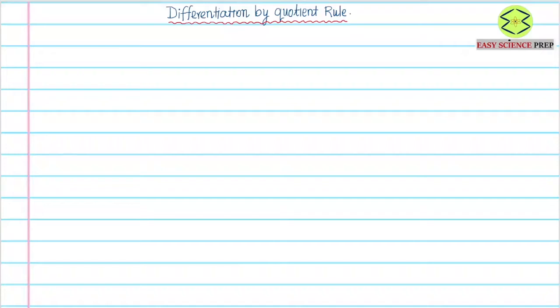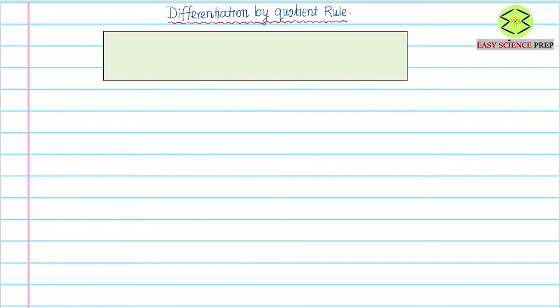In this session, we shall be learning about differentiation by the quotient rule. So let me show you what the quotient rule is. As per the quotient rule, if y is a function of x, which is the ratio of two functions, u of x and v of x, where v of x is not equal to 0.